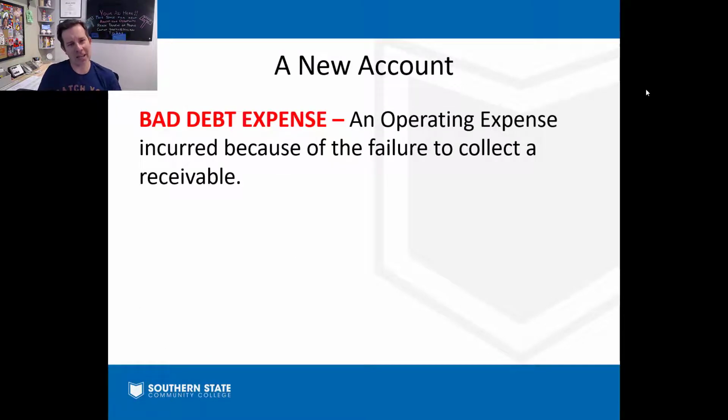So we have a new account we have to deal with. It's called bad debt expense. And right there it tells you what kind of an account it is. It's an expense account. It's an operating expense that we incur because of a failure to be able to collect a receivable. We have a receivable out there, we can't collect it. That needs to be reflected in bad debt expense.